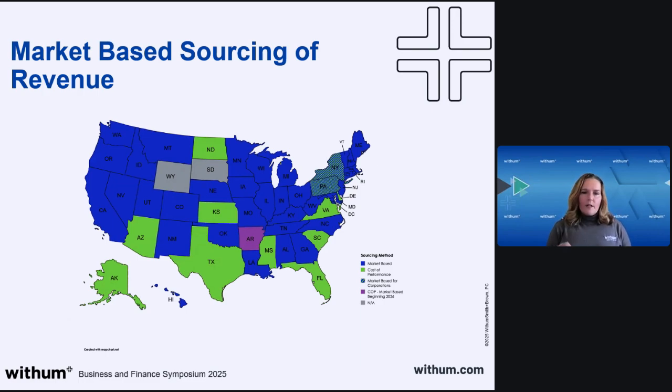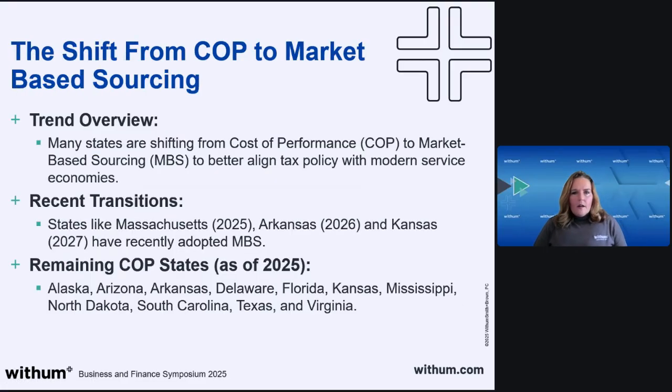And you can see on this map, we are including states that are not just income tax, but there are a couple of gross receipts tax states, Washington, Ohio, and Texas, where we've got that on there as well. So the shift has been over the years from cost of performance to market-based sourcing, and the trend continues. There's still a handful of states that are cost of performance, but the challenge is when you've got some states that are cost of performance and some states that are market sourcing.